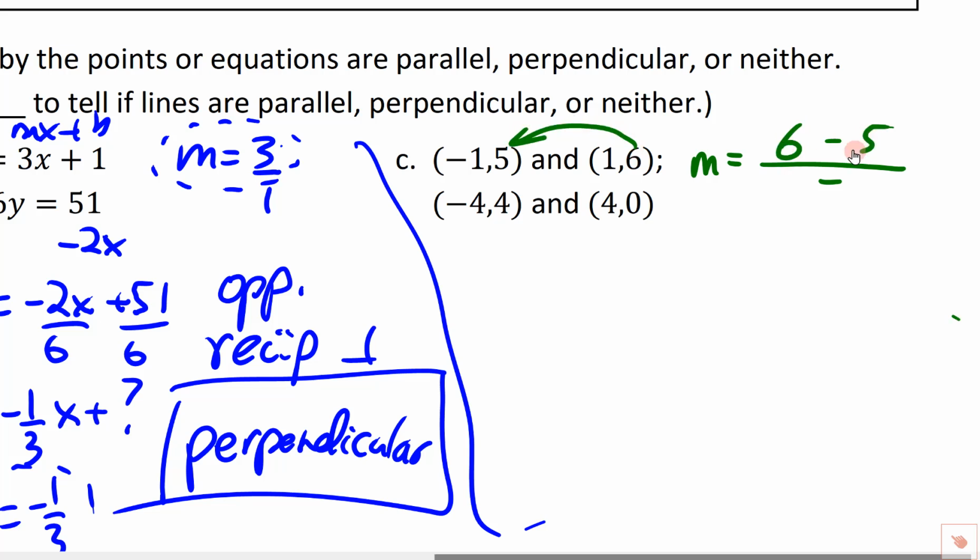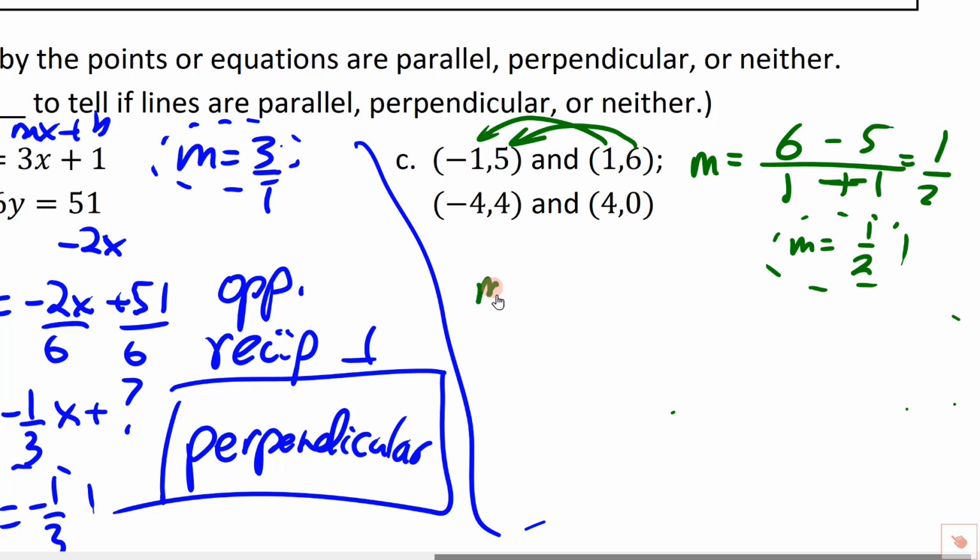I'm doing the 6 minus 5 on the top. That means I'm doing the 1 minus 1 on the bottom. So that gives me a 1 on the top, and then this would be a plus. That's going to be a 2. So the slope on this one is 1/2. Okay, so we're in good shape there. And then I'll take a look at this one.